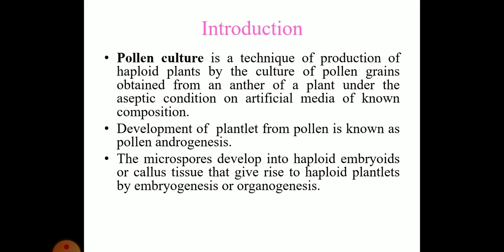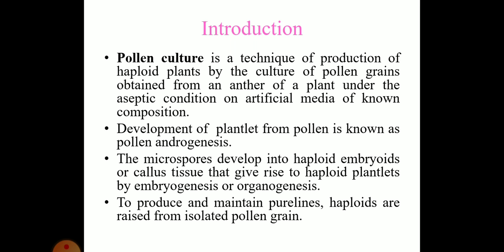The microspore develops into a haploid embryoid or callus tissue that gives rise to the haploid plantlet by the process of embryogenesis or organogenesis. In anther culture, there is a possibility of genetic exchange during subsequent generations, and plants are not pure lines. So, to produce and maintain pure lines, pollen culture is done. Haploids are raised from isolated pollen grains. An entire plant is raised from a single pollen cell. This produces haploids used in plant breeding programs.